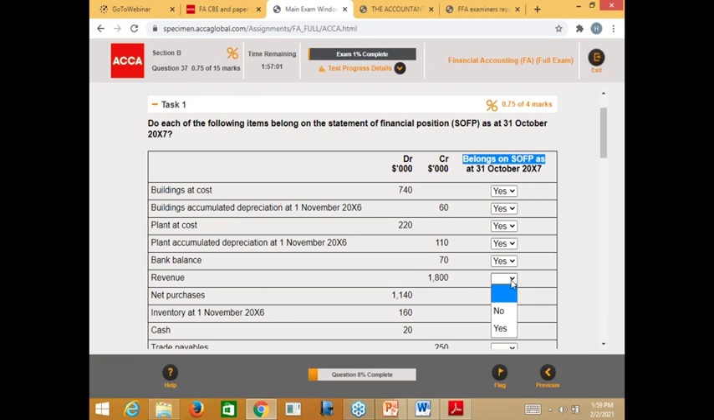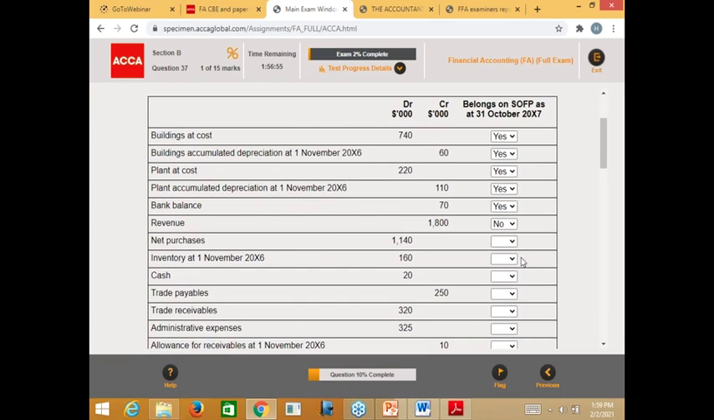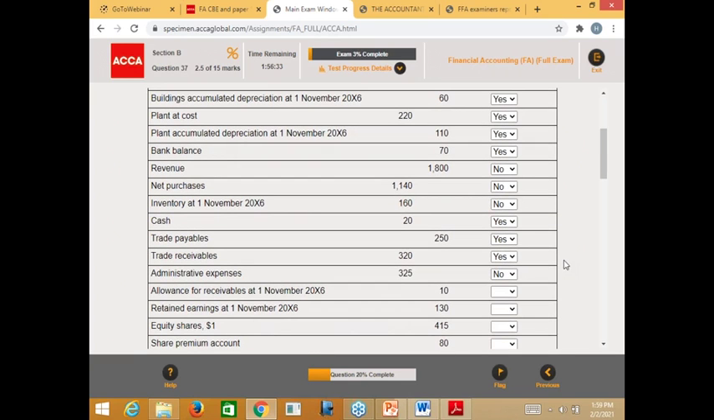Revenue is an income statement item. Net purchases, income statement item. Inventory, opening income statement item. Cash, balance sheet item. Payables, balance sheet item. Receivables, balance sheet item. Administrative expense, income statement item. Are you getting how I'm solving this question?